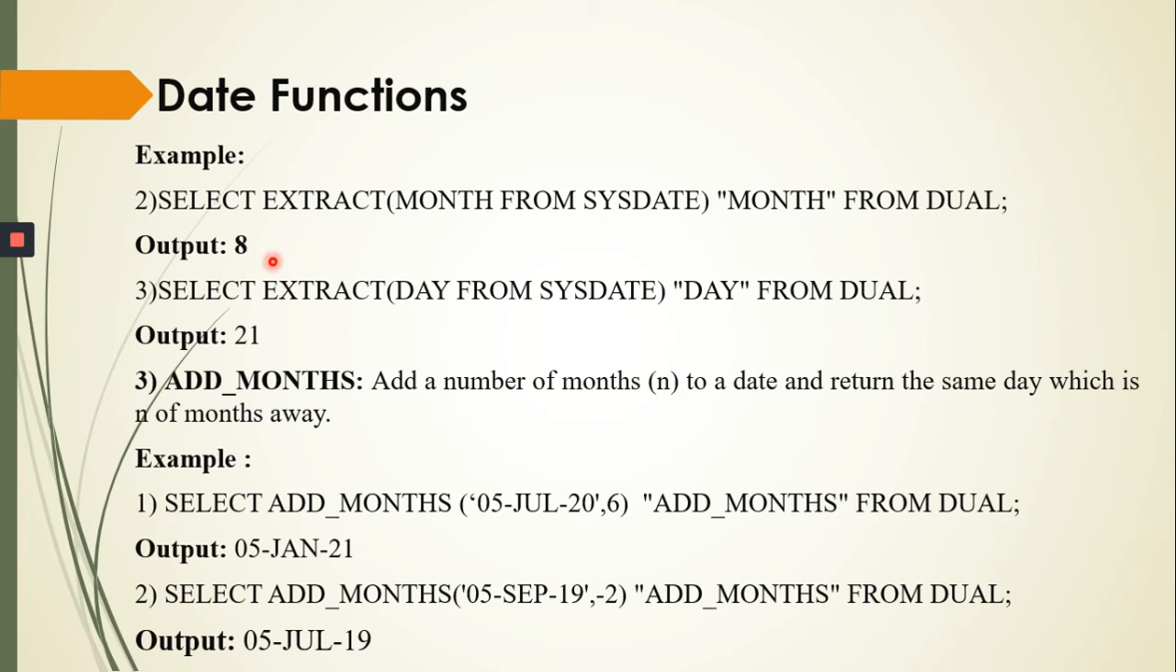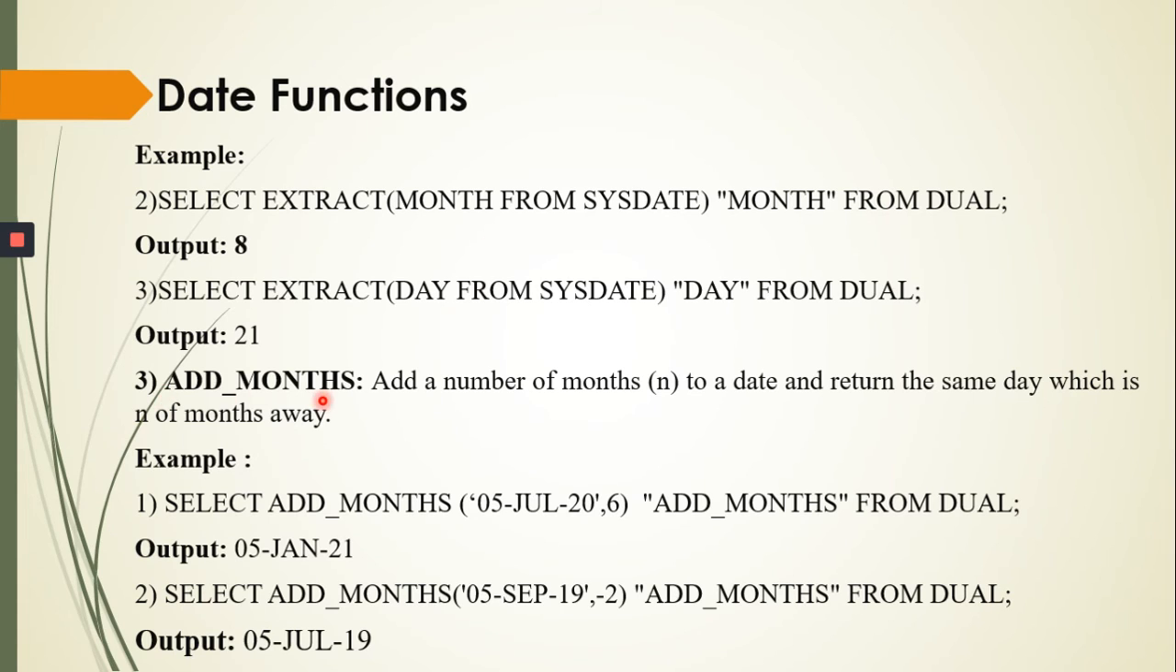Select extract month from the system date. So it will provide 8, as August is the 8th month. It will provide 8 as the output as it is the 21st August. And if you want to find the day, then the output will be 21, so we have to write day over here. So simple it is. Select extract month or year or day from the system date from dual. So it will provide the output according to the current date.